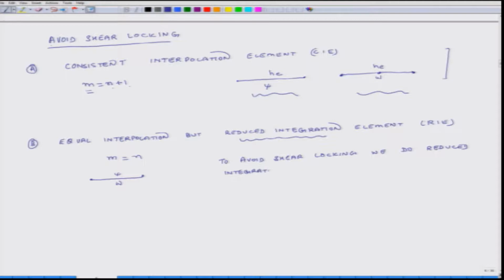And I will explain that in a moment. Okay, I will explain that in a moment. To avoid shear locking, we still take an equal number of nodes, the order is the same, m is equal to n, but we do something known as reduced integration on some specific terms. So, what does reduced integration mean? To understand this, consider this.